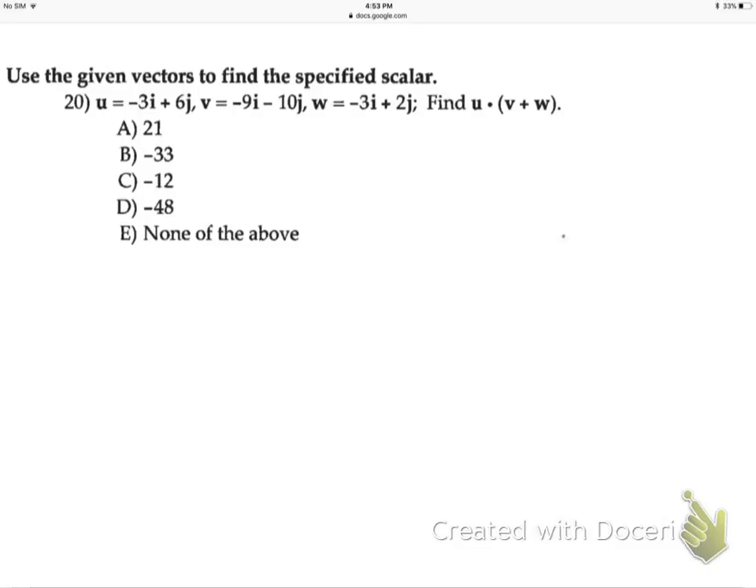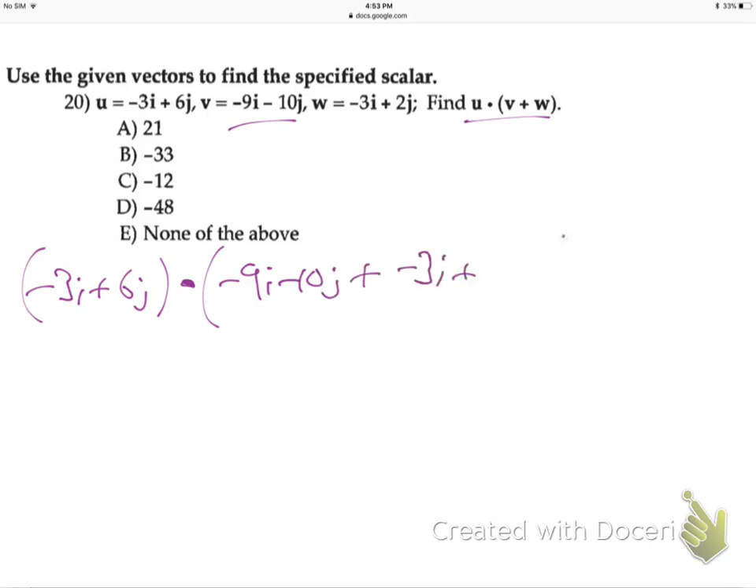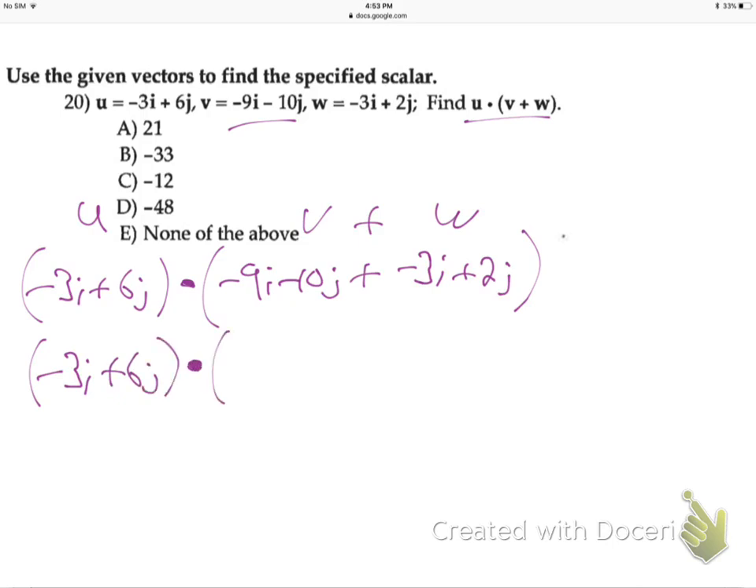Number 20. They want me to dot vector u, minus 3i plus 6j, with v plus w. Vector v is minus 9i minus 10j, plus vector w, which is minus 3i plus 2j. So we'll leave the u over here for a minute and keep the dot in the middle. Minus 9i minus 3i is minus 12i, and minus 10j plus 2j is minus 8j.